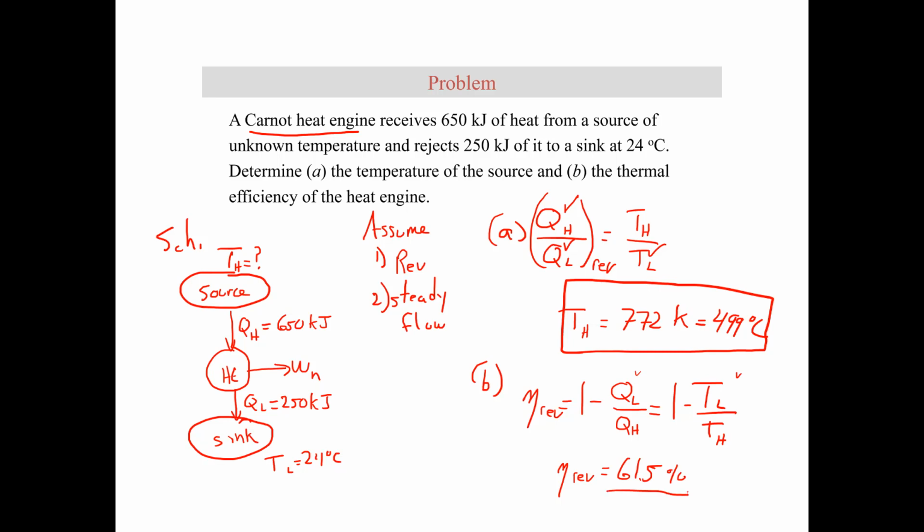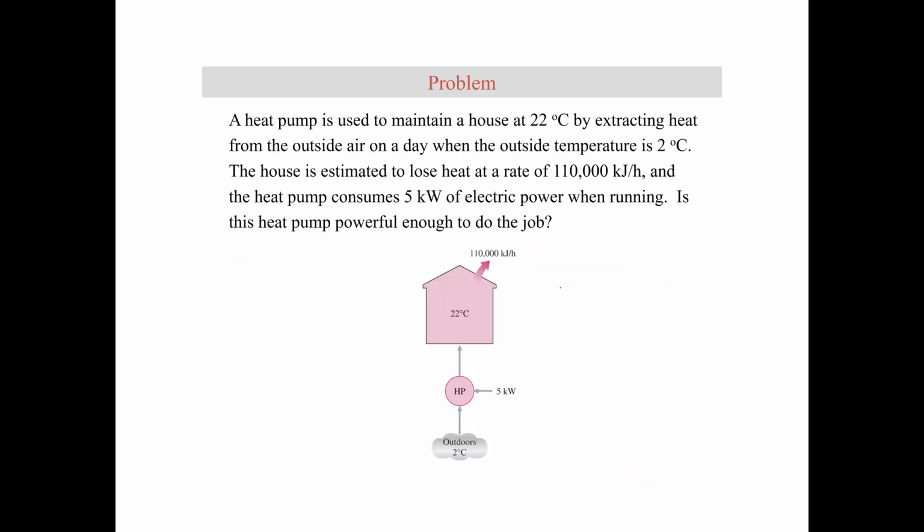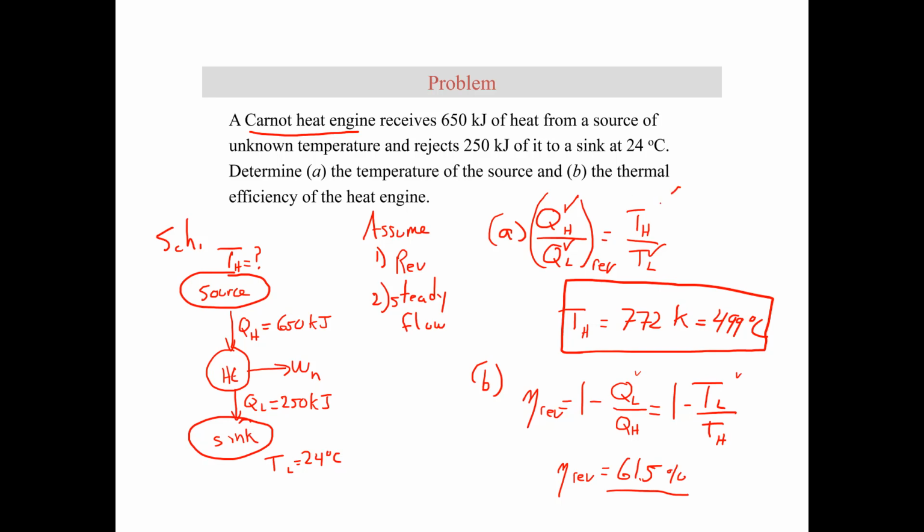61.5%. So that is the highest efficiency that a heat engine can operate at between two thermal reservoirs at 499 degrees Celsius and 24 degrees Celsius. Remember that in these problems, temperature is in Kelvin, not degrees Celsius.